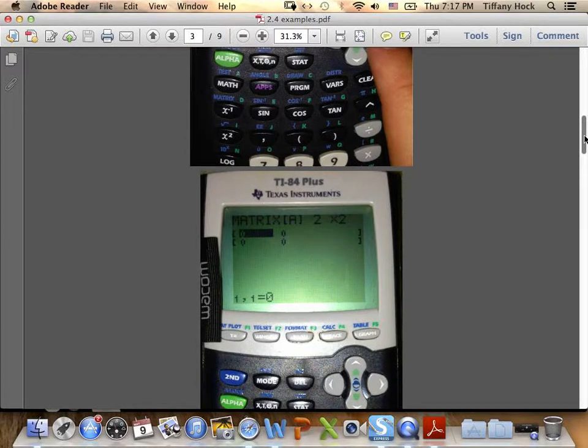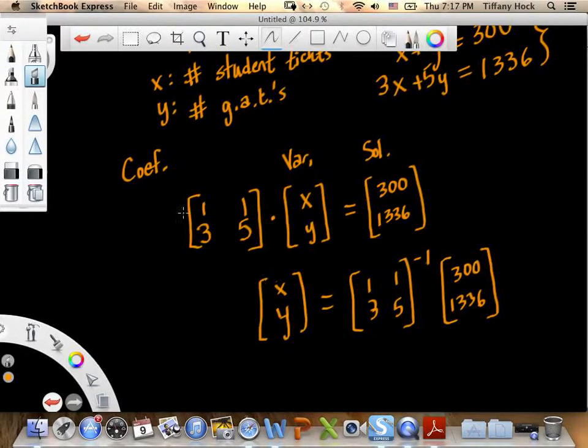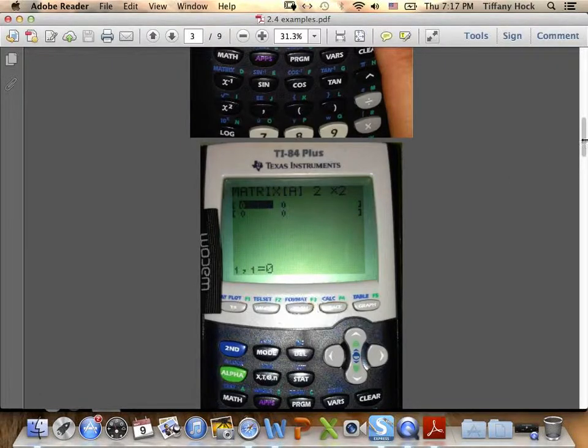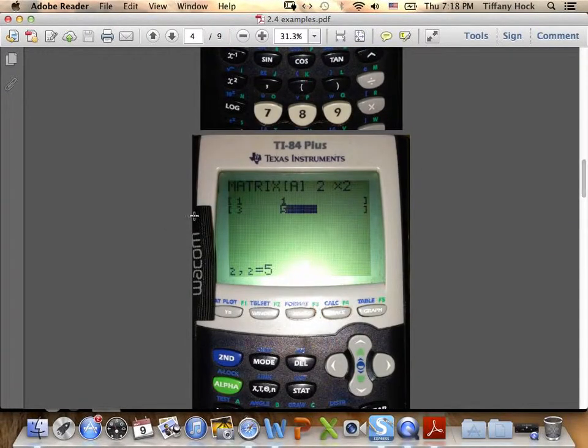Okay, now since matrix A is going to represent my coefficient matrix, if you remember, our coefficient matrix had the numbers 1s across the top and then 3 and 5 on the bottom. So what I would do is set it up to be a 2 by 2 matrix, 2 rows by 2 columns. Remember, the first number represents how many rows, the second represents the number of columns, and I would put in there the numbers 1s on the top and 3 and 5 on the bottom.